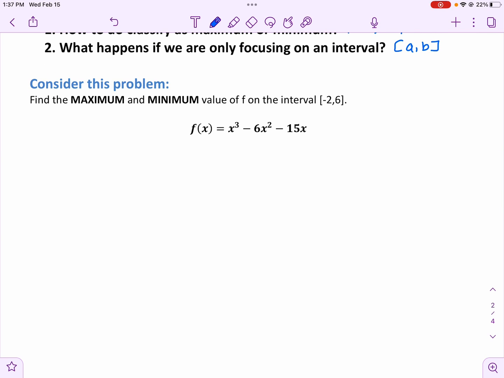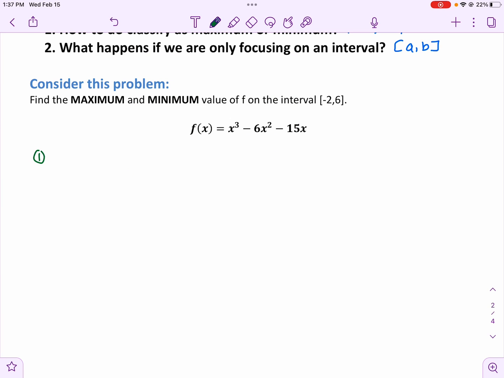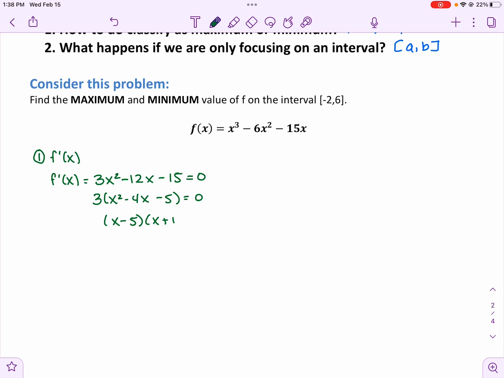So we're going to start this problem off just like we did our problems above. Let's start analyzing the derivative. Let's see what's happening with f prime of x. If I go to take my derivative here, f prime of x, this is 3x squared minus 12x minus 15. If I set this equal to 0 to look for my sign change, I can factor out a 3, x squared minus 4x minus 5, and that can factor to x minus 5 and x plus 1.